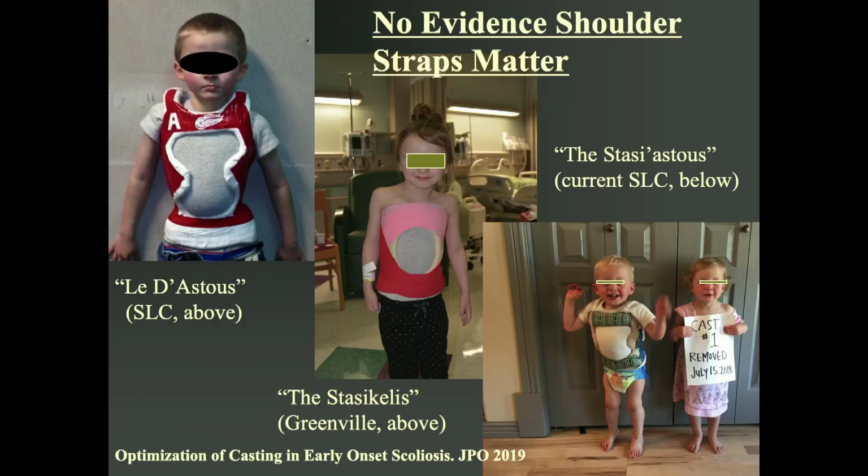Here's an example of Dr. Destu's cast in the top left, Stasikelis in the middle, and sort of what we adopted in Salt Lake City, sort of a hybrid. The best cast would have asymmetric rib flanges, but people don't like how that looks. That would be the best cast, though, to promote that rotation.